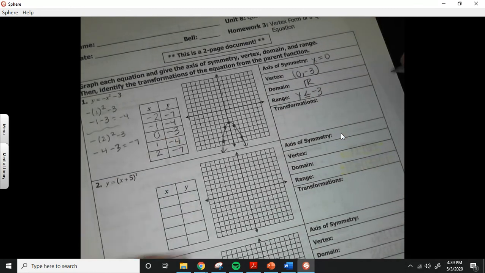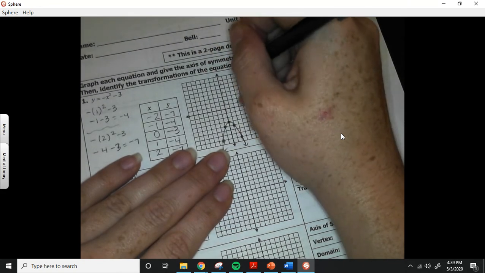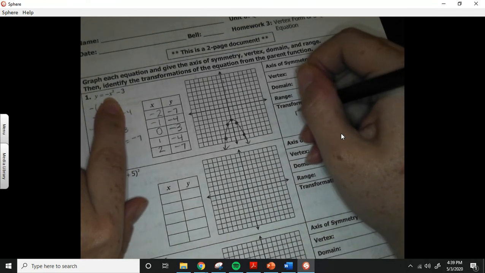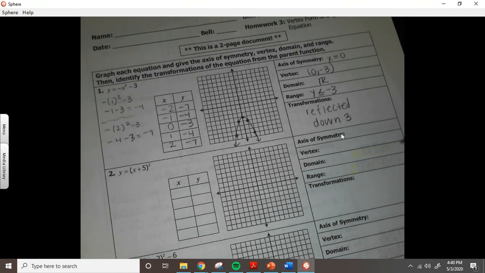And let's talk about transformation. So from the parent function, again, the parent function is always at the origin going up. And this one, since we know it's negative from before, it's being reflected. And we know that it's the k that's moving, so it's also shifted down 3. So we're going to try to identify, let's actually do the next one based on just the equation, and then we'll check it by the graph.